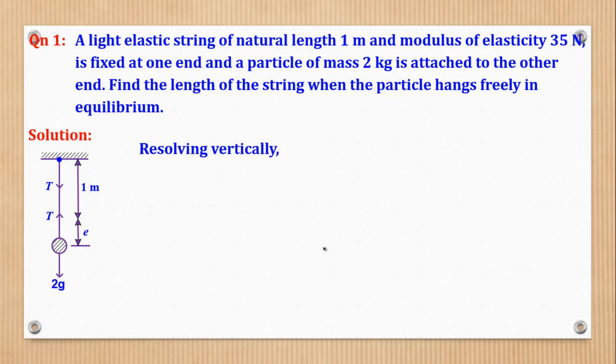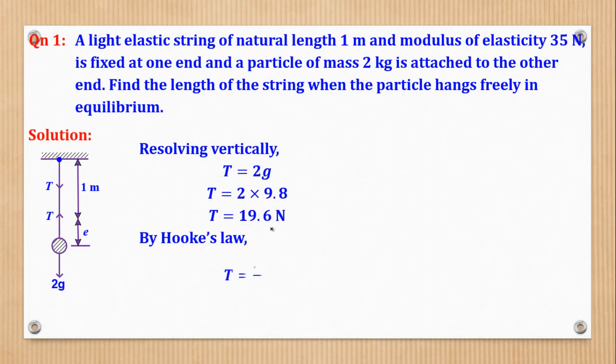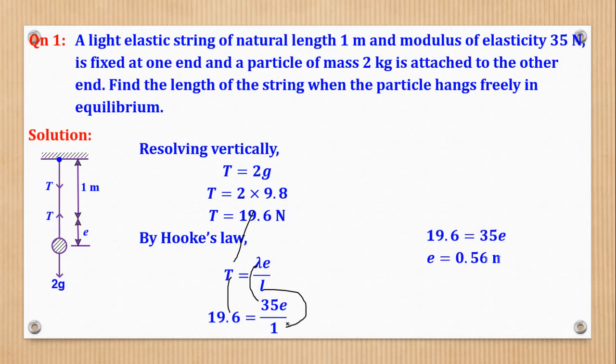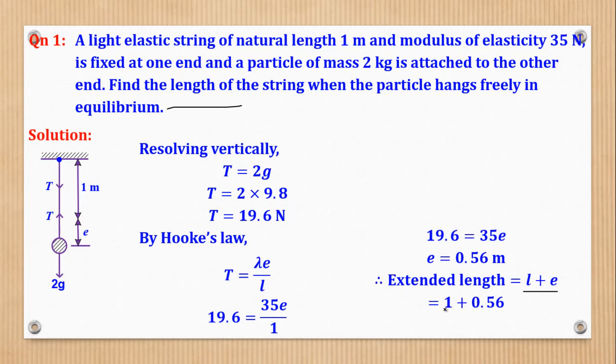Then we remember resolving vertically, we get this. Substitute for g, you come up with that. Then from Hooke's law, T is given by that, meaning I'll substitute for T here. Substitute for modulus and also original length to get the value of E. So that will be the extension. But they said find the length of the string, so the length will be L plus E. So come and substitute and get the output. That's what they wanted.